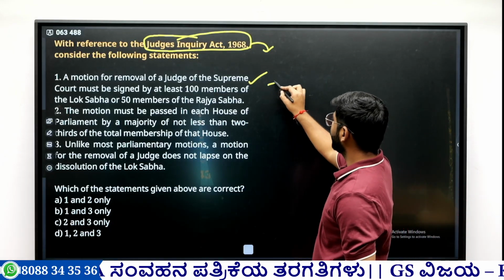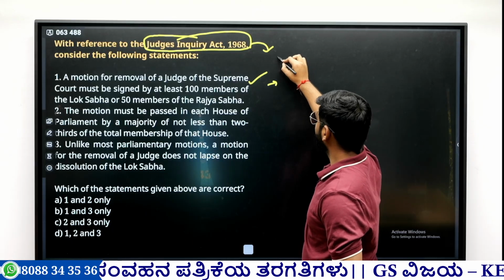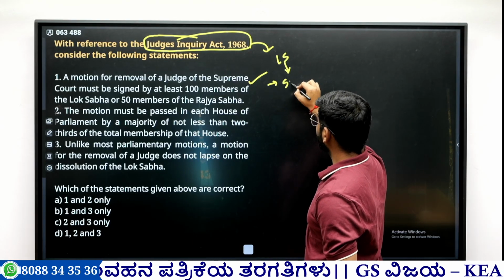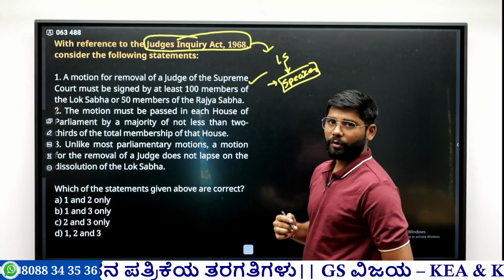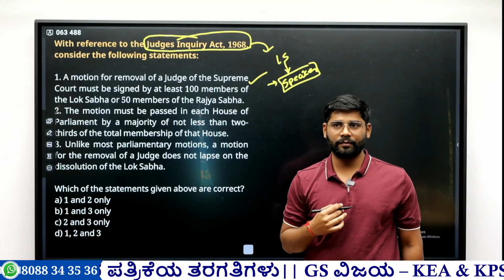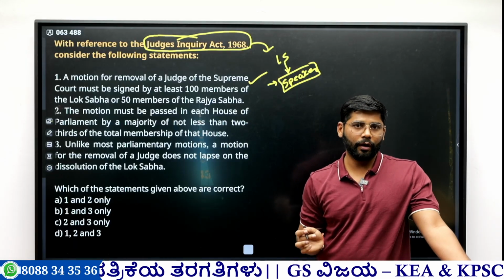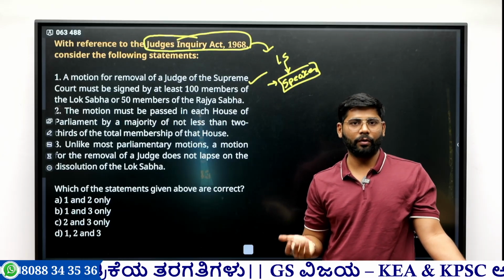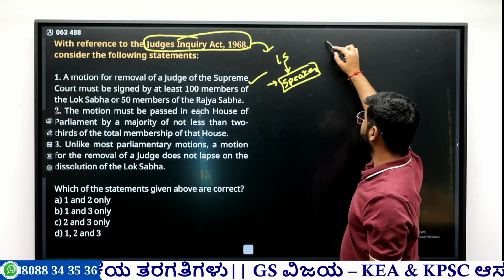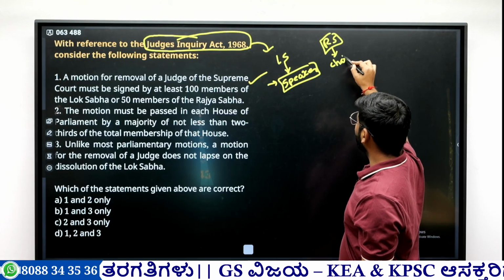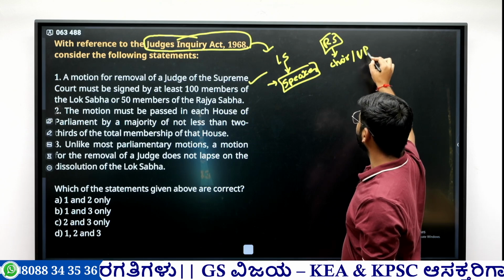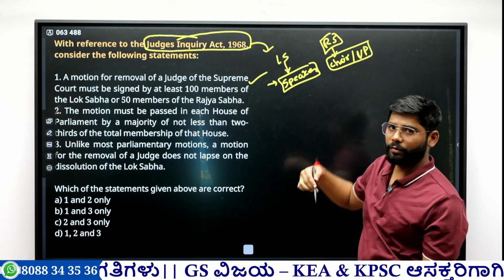After that, if the motion is coming in Lok Sabha, the speaker will decide whether to adopt or not. If the speaker decides it is unfair and does not adopt it, then the motion lapses there. It will not go further. In case of Rajya Sabha, it will be decided by the chairman of Rajya Sabha, the vice president of India.